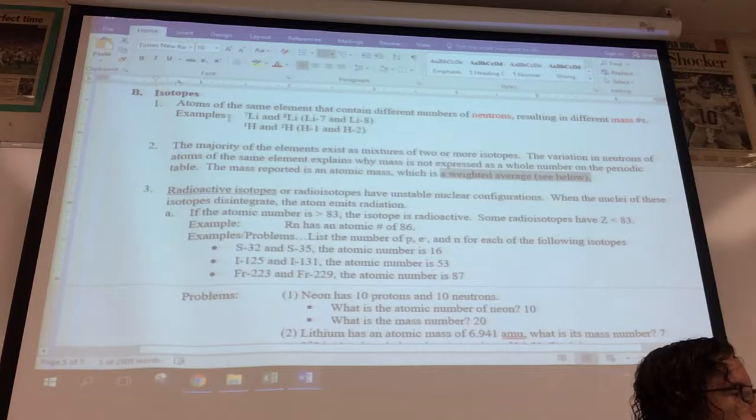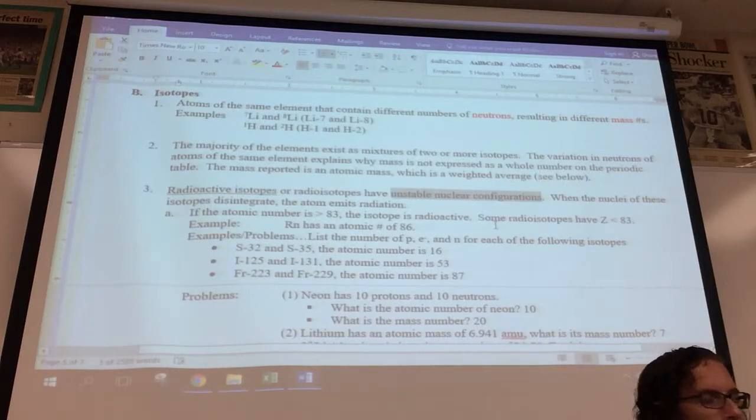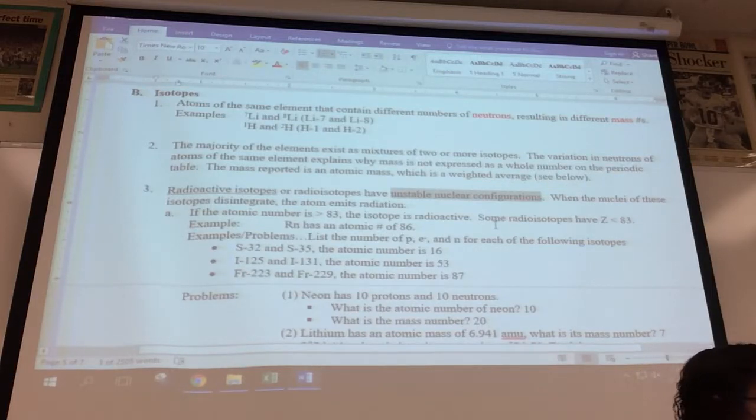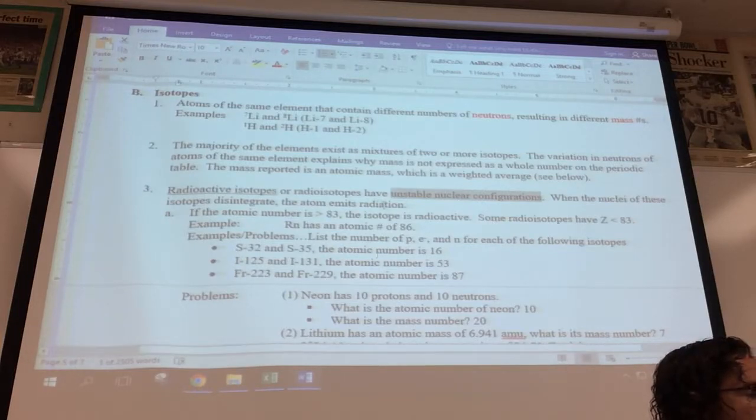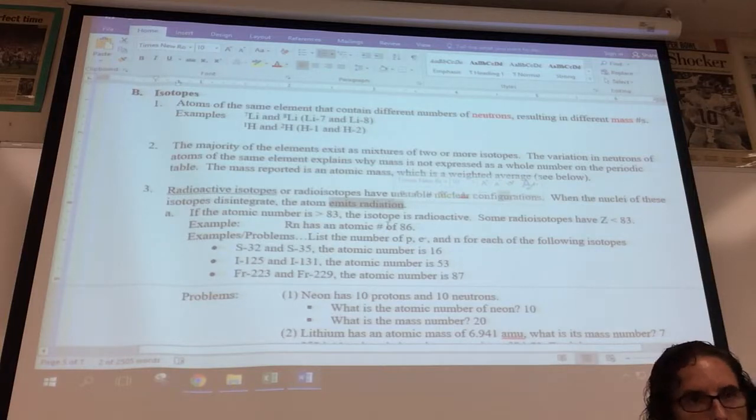The other thing I want to mention about isotopes before calculating protons, neutrons, and electrons is that some isotopes are radioactive, also referred to as radioisotopes. They have unstable nuclear configurations, and what will happen is the nuclei of these isotopes will disintegrate and the atom will emit radiation. And when you hear about nuclear warfare, etc., you're talking about radioactivity.